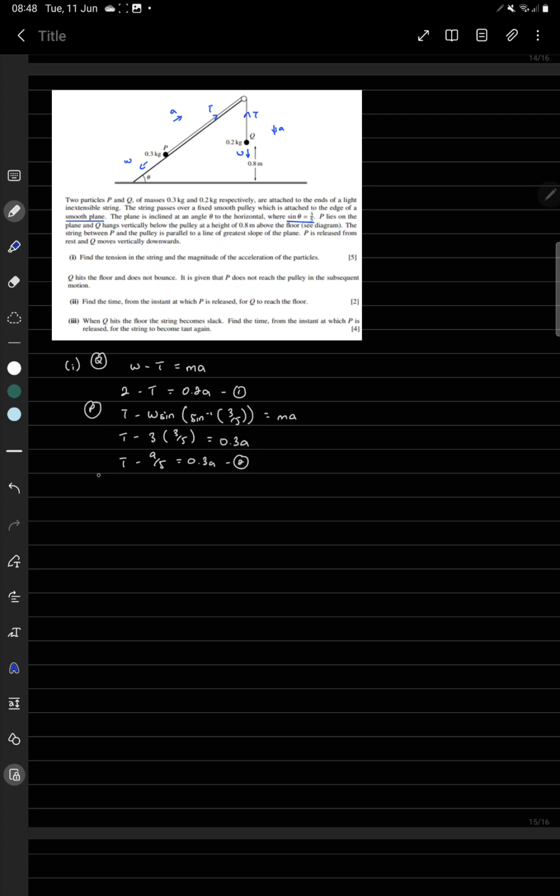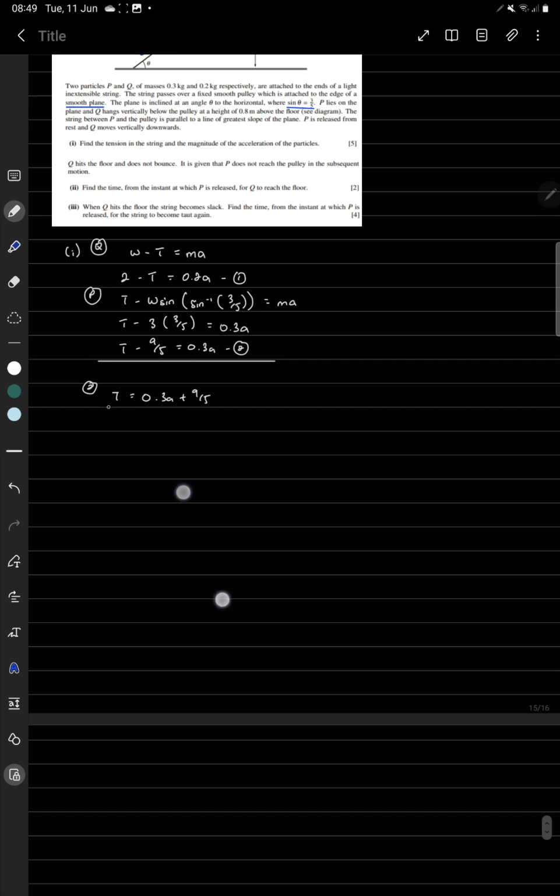Now let's move forward to doing simultaneous equations. So step 2, I'm going to make T the subject, and I have T equals 0.3a plus 9 over 5. Now I'm going to substitute this into the first equation, where we have 2 minus bracket 0.3a plus 9 over 5 equals 0.2a. Let's expand this.